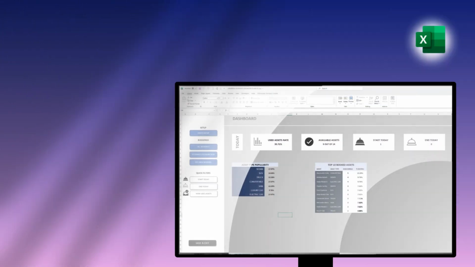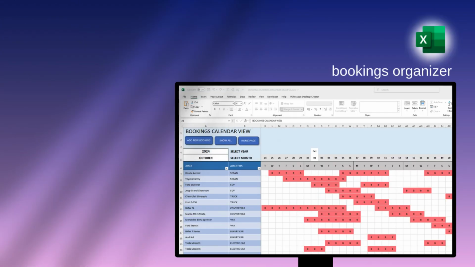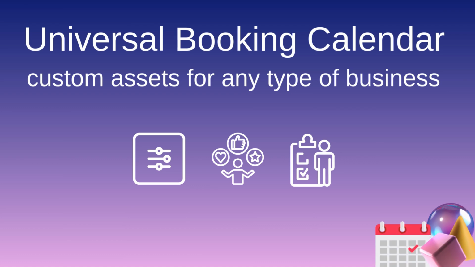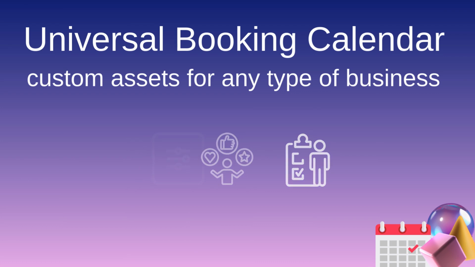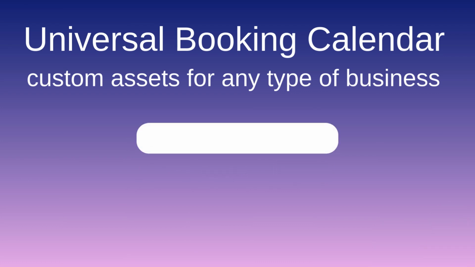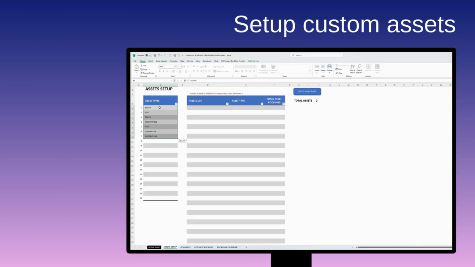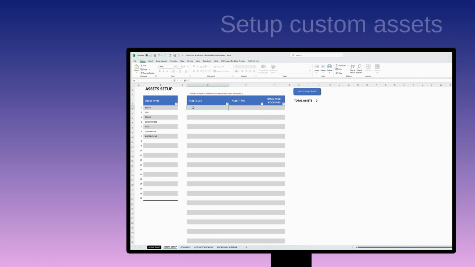I'm very excited for this new amazing Excel tool designed for any type of business for managing asset bookings. The title Universal Bookings Calendar means that you can use it for any type of business. This can be car rentals, Airbnbs and apartments, conference rooms, venues, storage facilities, any type of bookings on a daily basis. Set up your custom personalized assets list and start managing bookings.